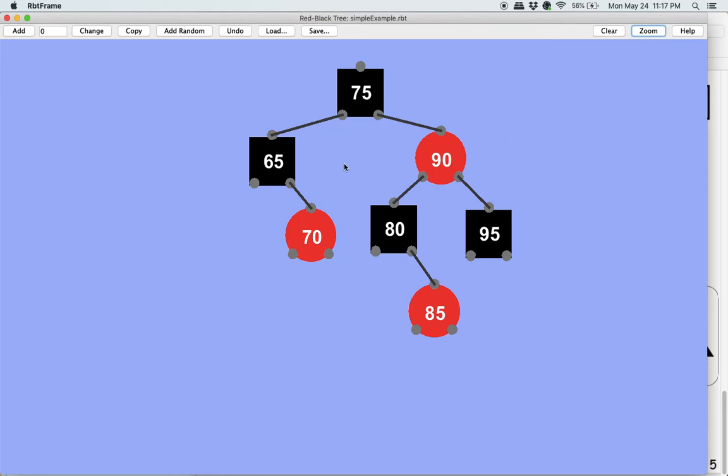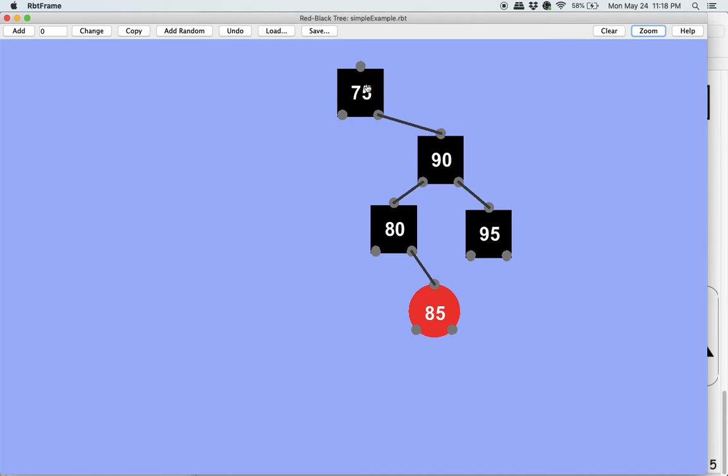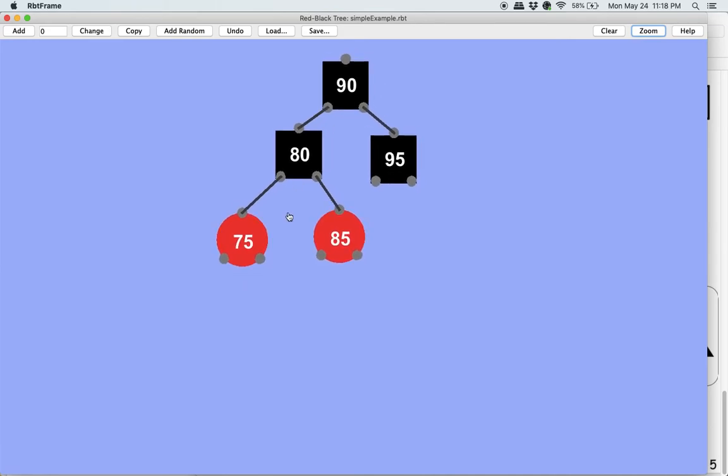Okay, next task is to delete the 65. Well, the 65 has got a single leaf. We do the standard single leaf replacement. And that gives us a valid red-black tree. We now delete the 70. That was a black node that we deleted, so there's a shortness coming up here. The parent is black, but the sibling is red. That gives us our color swap and double drop. And now again, we have a valid red-black tree.